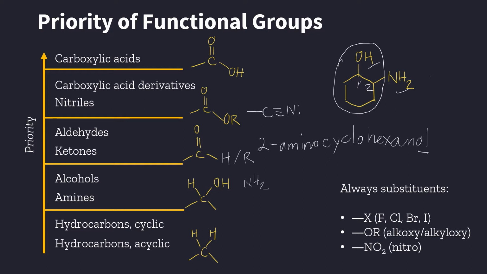There are some functional groups that are always named as substituents. These are the halogens, the ether groups, which are named using the alkoxy system, such as methoxy, ethoxy, and propoxy, and the nitro groups. These three are always named as substituents and are never at the end of the name of the compound. They always appear at the beginning of the name of the compound. With this in mind, we can now move on to the problems.